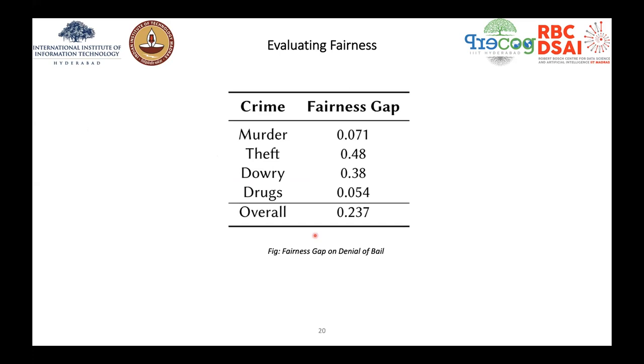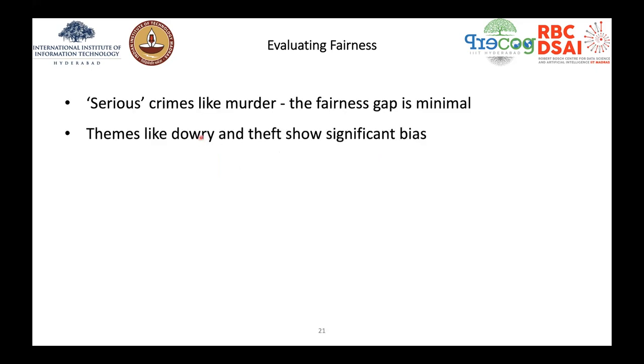So for a given crime, we have calculated a fairness gap. And if you have a look at the values, we can see that theft and dowry have got a high value of the fairness gap, whereas murder and drugs have got a lower value. So for serious crimes, to be put in quotes, like murder, the fairness gap was minimal, and for things like dowry and theft, they had a significant bias.